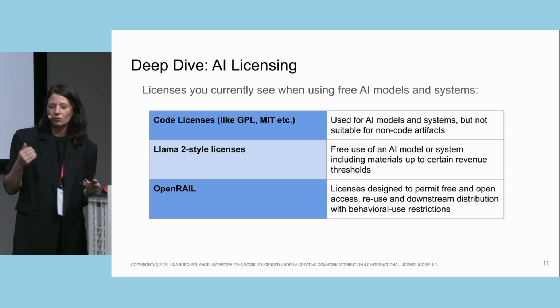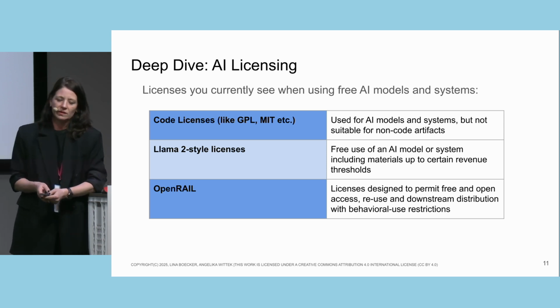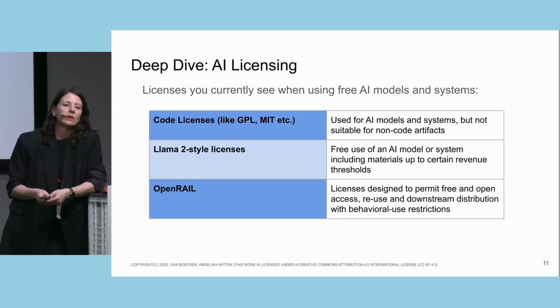If I'm correct, what I've seen in the last 1 or 2 years, it's 3 categories of licenses. One of them is relatively new. The other ones are a little bit older. One is like simple code licensing. You can find whole models under MIT. I will tell you in a second why that's not ideal and puts us lawyers in difficulties sometimes.